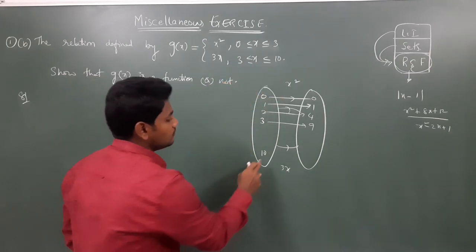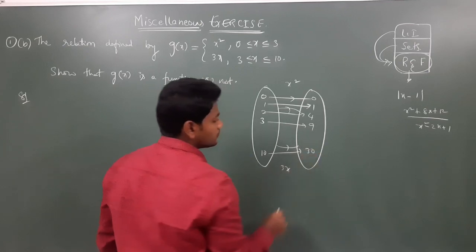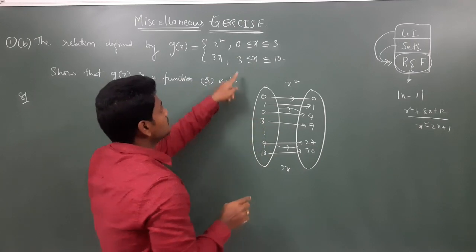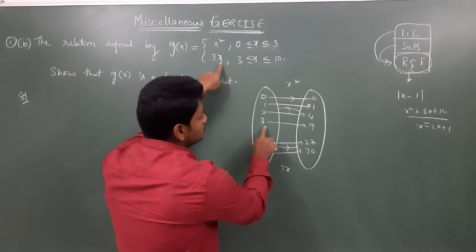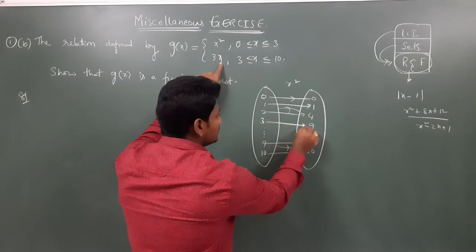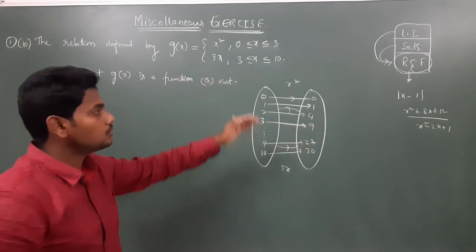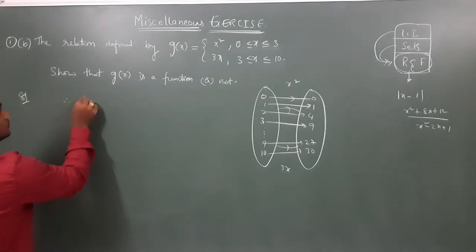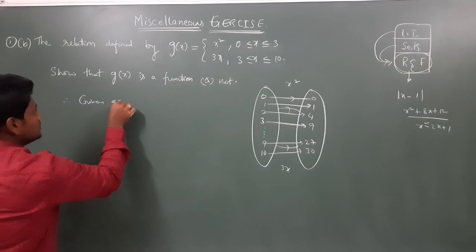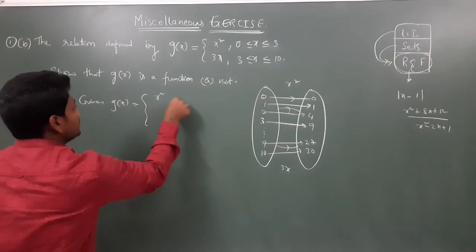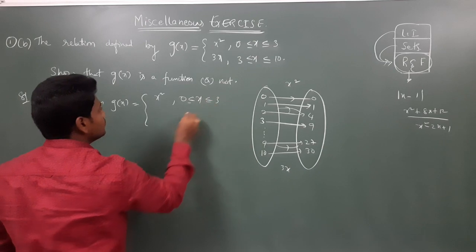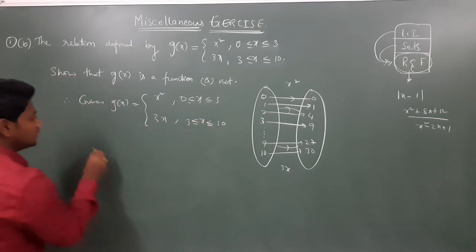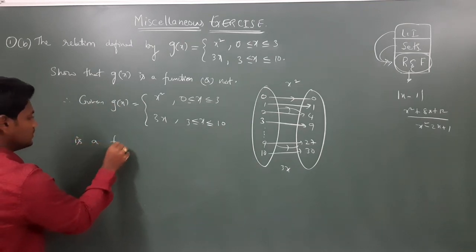Next, again from 3 to 10, for 10 it is 30. Next, for 9 it is 27, like that, and so on. For 3, 3x is 3 into 3, nothing but 9, so again 3 maps to 9 only. If you observe the total domain values, each has only unique images. Therefore, given g of x equal to x square for x from 0 to 3, and 3x for x from 3 to 10, it is a function.